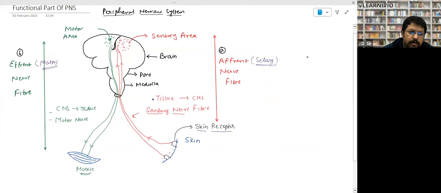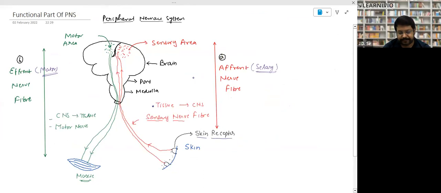This is the function of PNS. How does the PNS function? Peripheral nerve system function. I have already told you which take in something. This is called afferent process. Which take away, that is called efferent process.